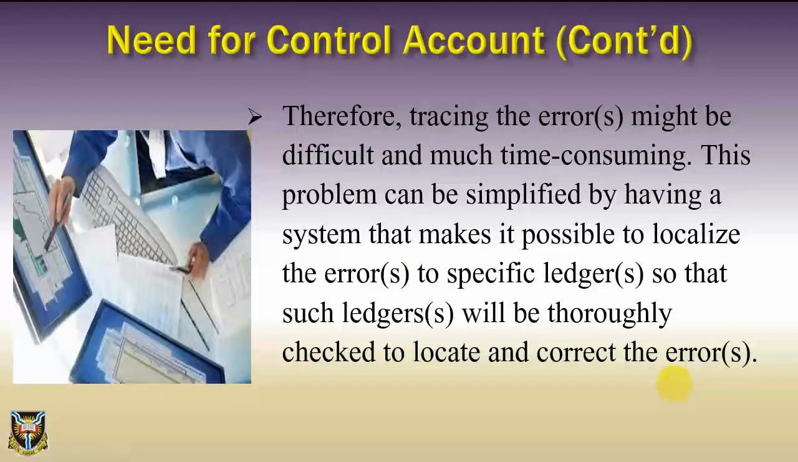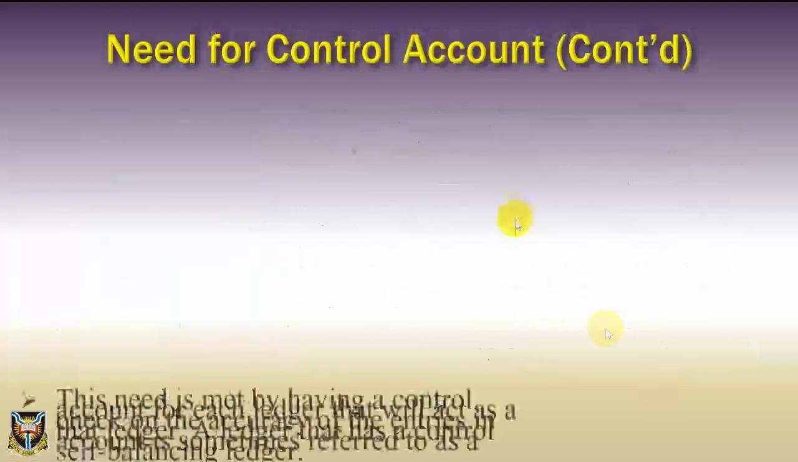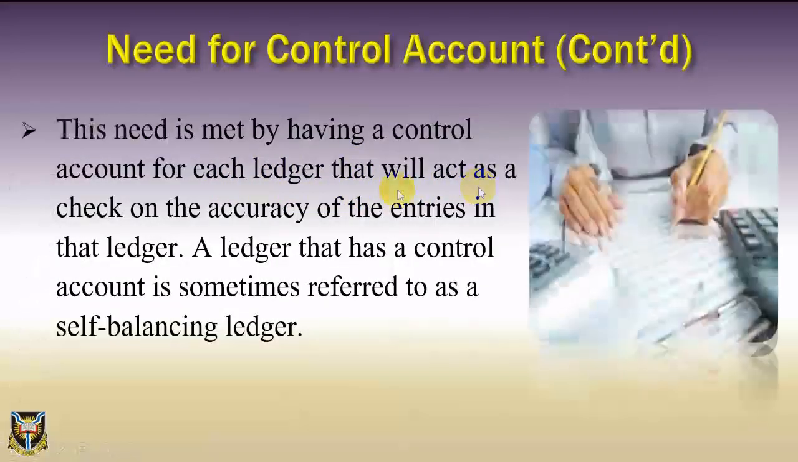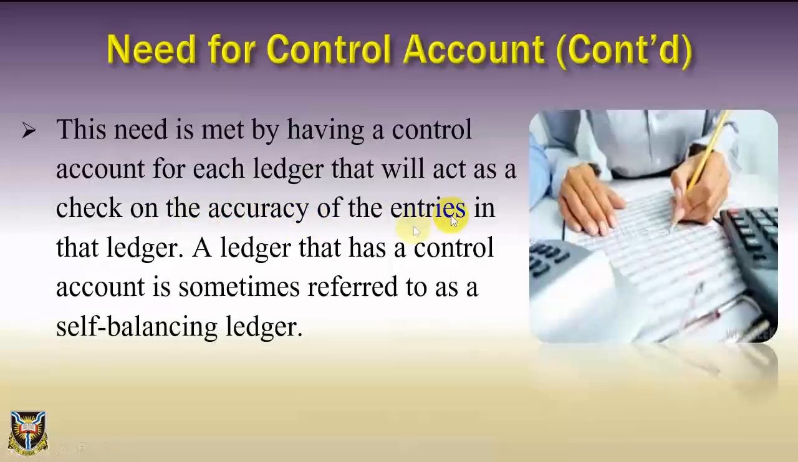This problem can be simplified by having a system that makes it possible to localize the errors to specific ledgers so that such ledgers will be thoroughly checked to locate and correct the errors. This need is met by having a control account for each ledger that will act as a check on the accuracy of the entries in that ledger. A ledger that has a control account is sometimes referred to as a self-balancing ledger.